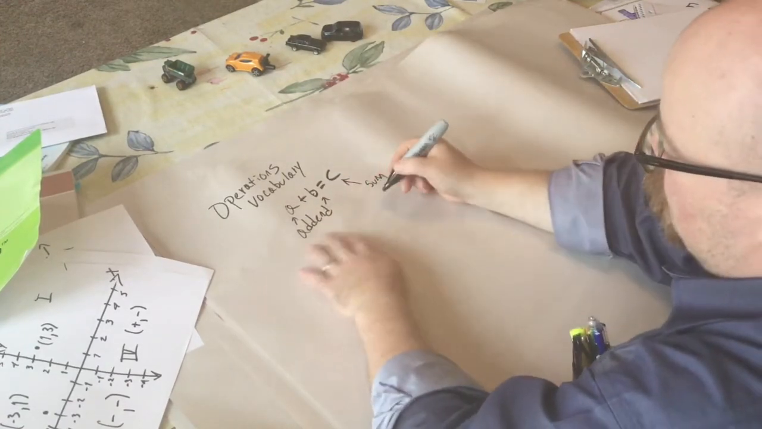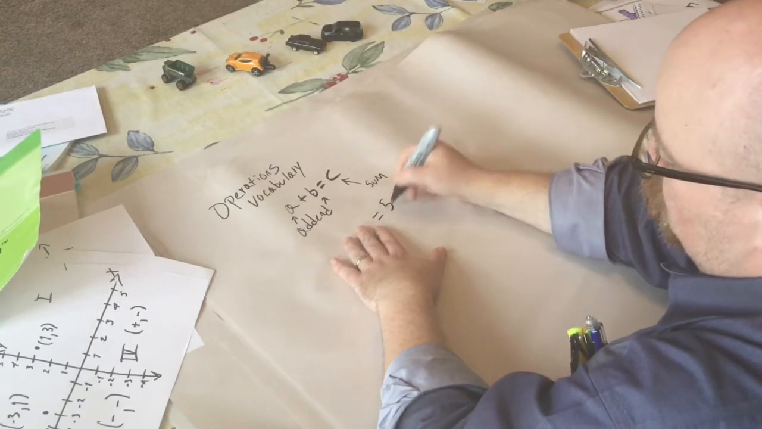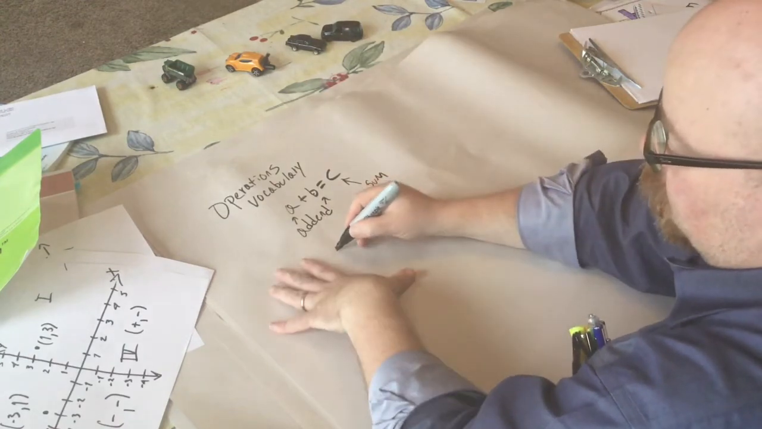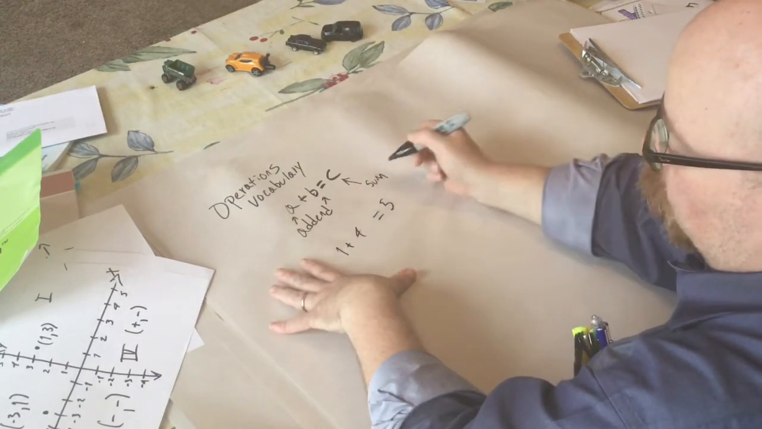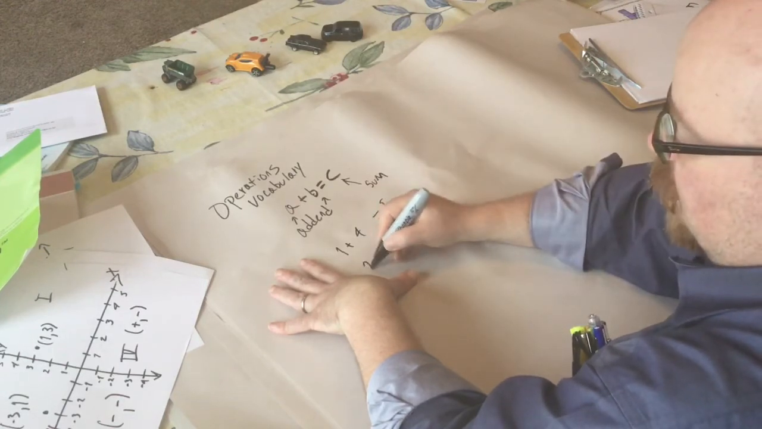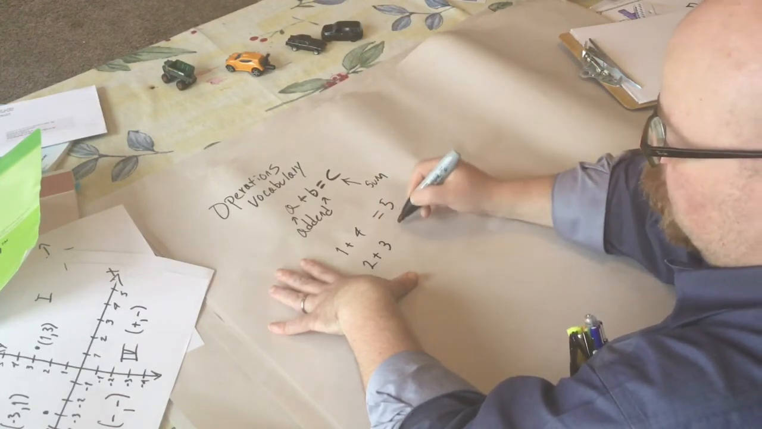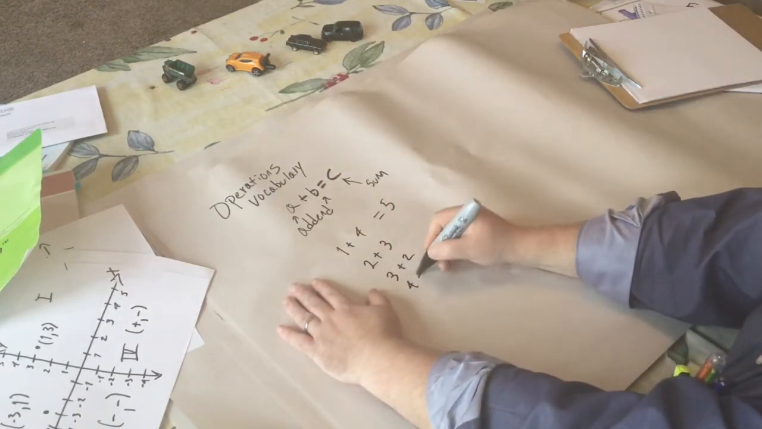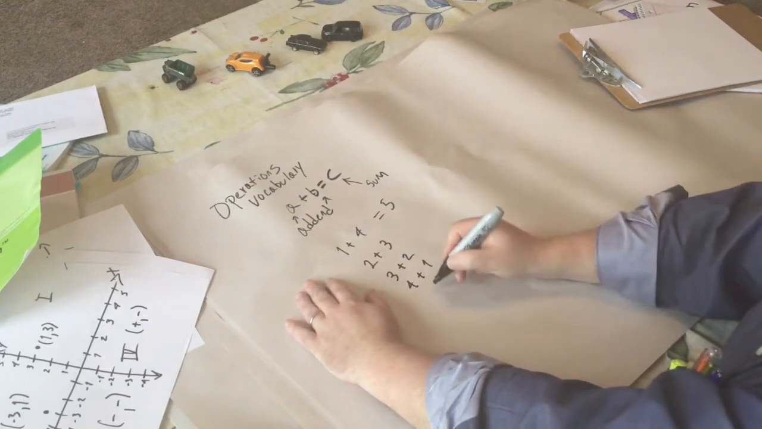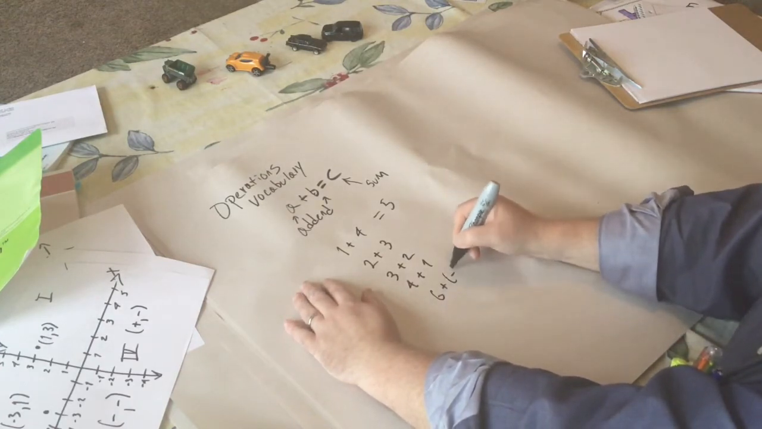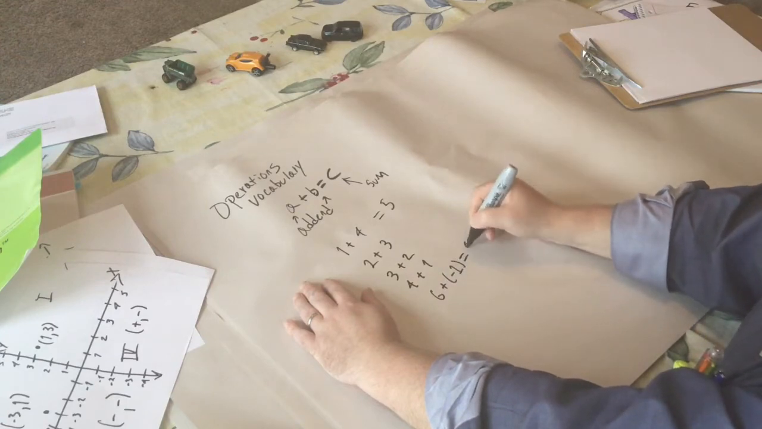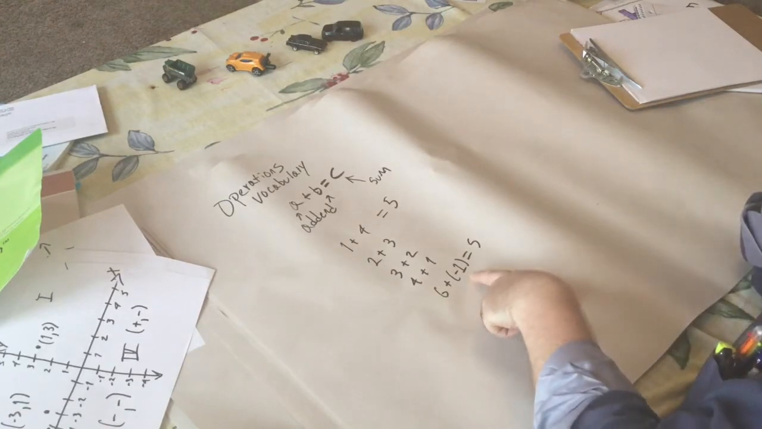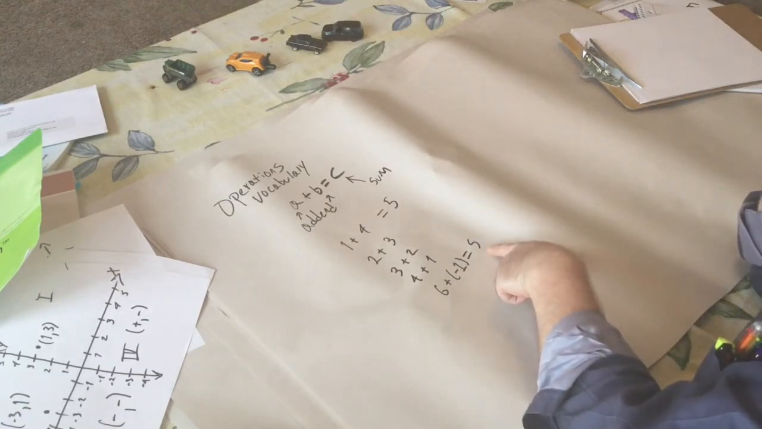If I said something like, all right, a sum of two numbers is 5, then this is true if the first addend is 1 and the second addend is 4, or if the first addend is 2 and the second addend is 3, or 3 plus 2, 4 plus 1. I could even go so far as to say 6 plus negative 1 is equal to 5. These are all true statements. 6 is the first addend, negative 1 is the second addend, and 5 is the sum.